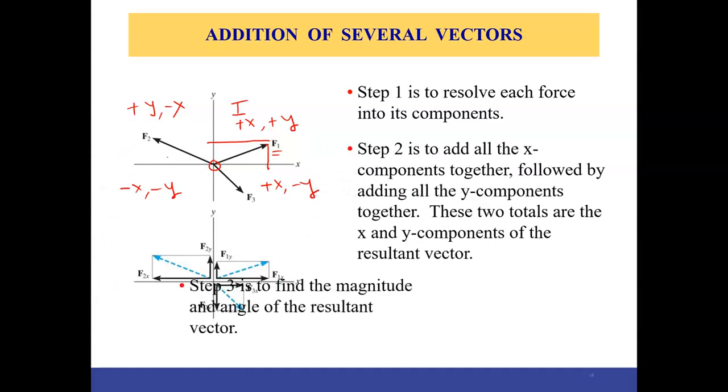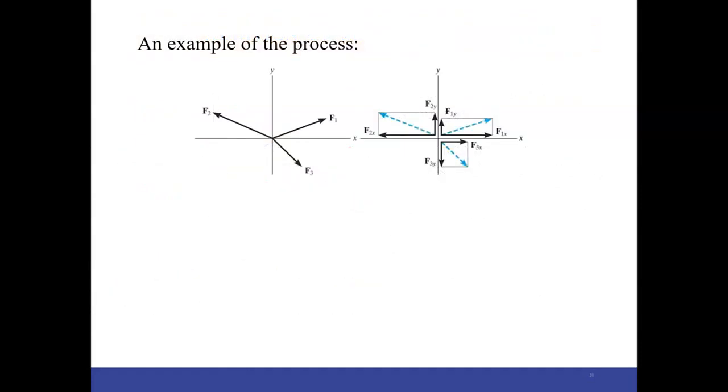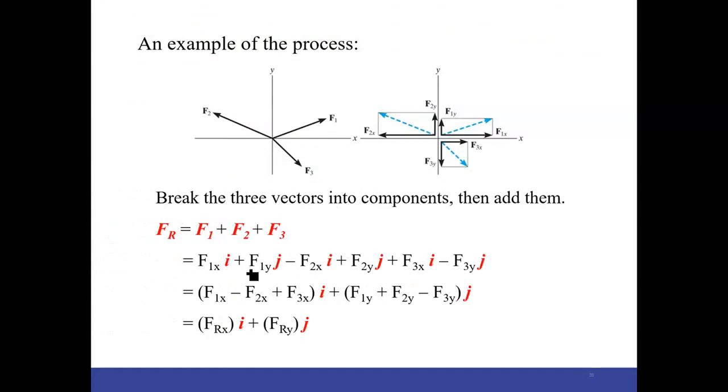So we can write these forces as Cartesian vectors as shown in the figure. So this is the first vector. The second force has the Cartesian representation minus F2x i, because F2x is pointing in the negative x direction, and plus F2y j. The third has positive x and negative y, so it's positive i and negative j.